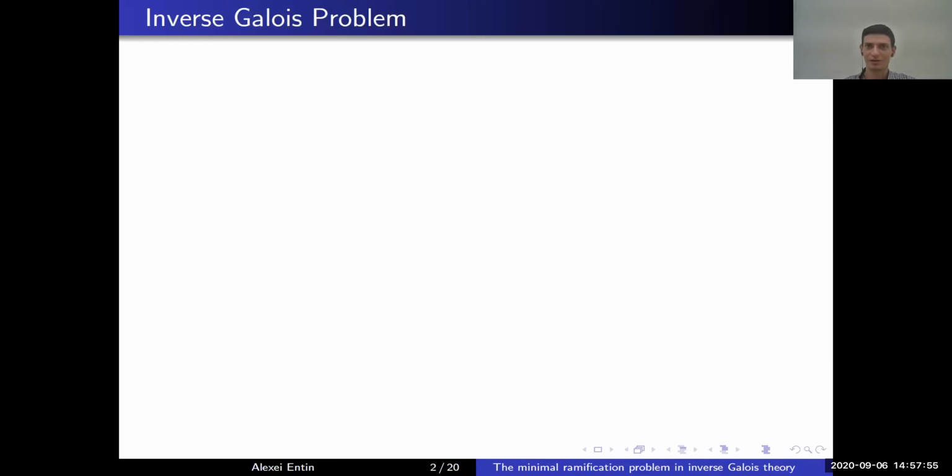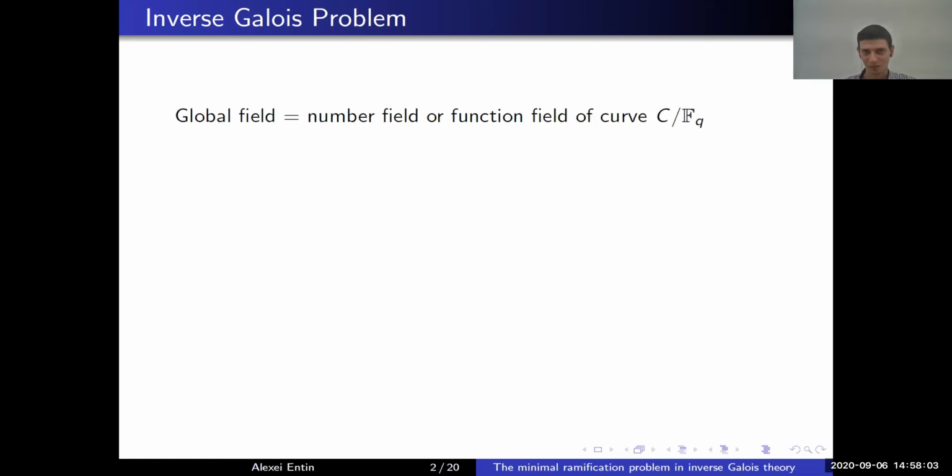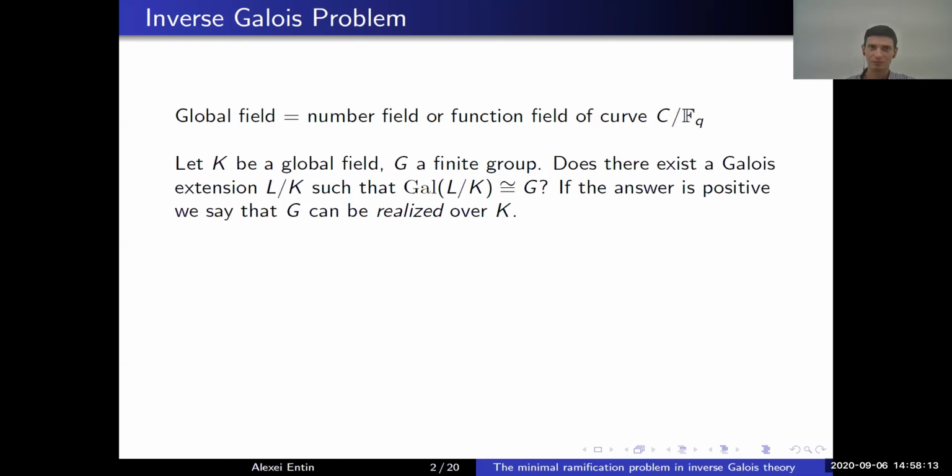So to set things up, let's start with a very famous and classical problem, the inverse Galois problem, which can be stated over any global field. A global field is either a number field or a function field over a finite base field. So let K be a global field and G some finite group. It's natural to wonder if there exists a Galois extension L of K with Galois group G. If the answer is positive, we'll say that G can be realized over K.